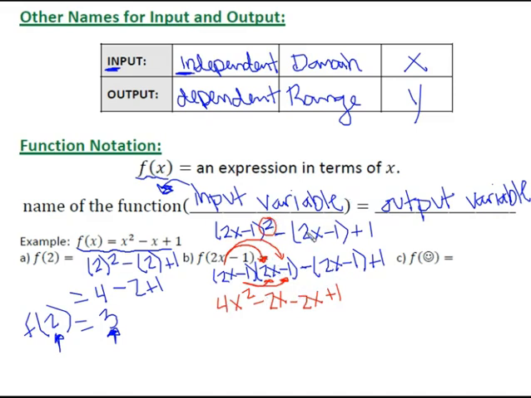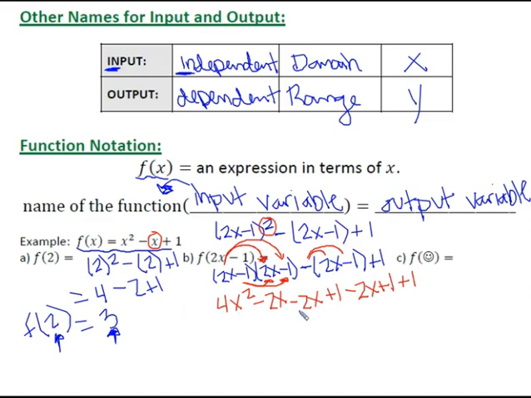The reason we need to use parentheses in this case is to make sure that we distribute this negative, because notice how it's making the entire x opposite. We need to make sure we switch every sign, and that's what's going to happen when we distribute that negative. So these signs are going to change. We're going to have a negative 2x and then a plus 1. And lastly, we have the plus 1 on the end.